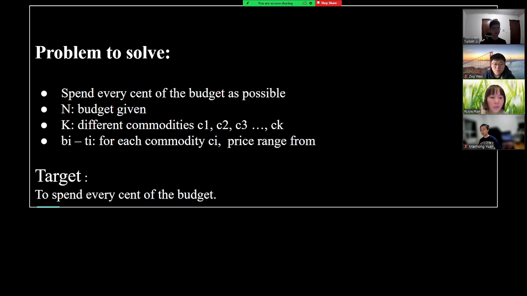For the problem to solve, our project is to spend every cent of the budget, given the budget as n. We have different items from C1, C2, C3 to CK, and for each item i, the commodity Ci, the prices range from Bi to Ti. You can choose from different prices within them, and our target is to spend every cent of the budget.